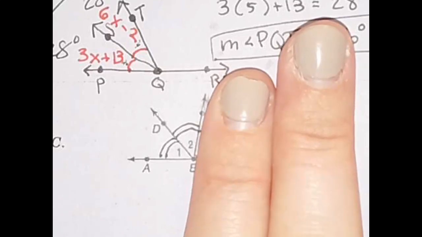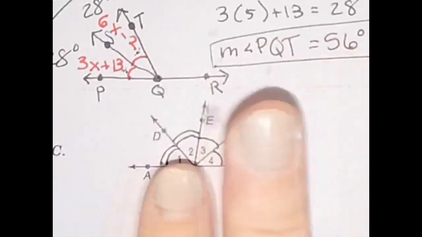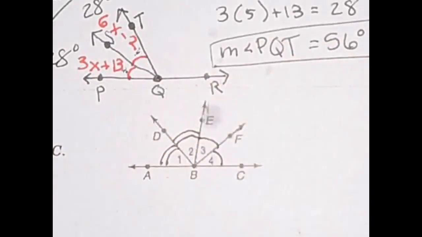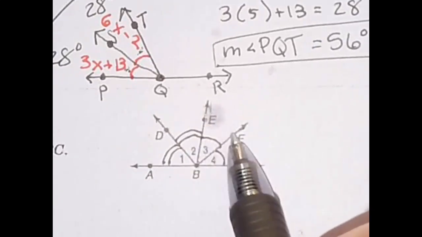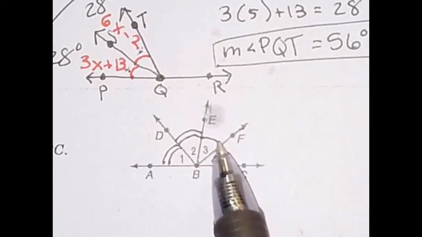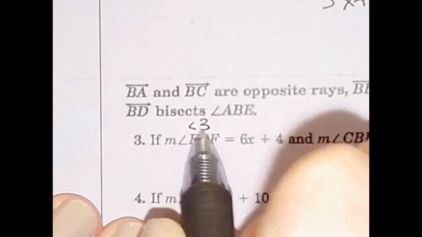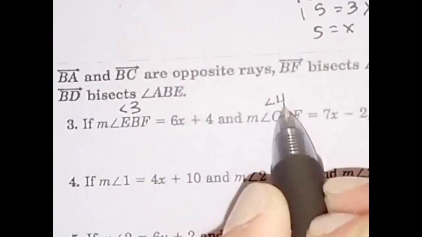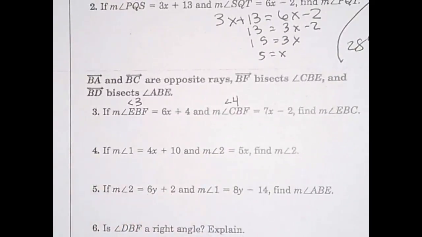If the measurement of angle EBF is 6x plus 4, so we're talking about this is angle 3, and CBF, that's angle 4, is 7x minus 2. Find the entire angle EBC. What do we know about angle 3 and angle 4? They're the same, so I'm going to set these equal. 6x plus 4 equals 7x minus 2.